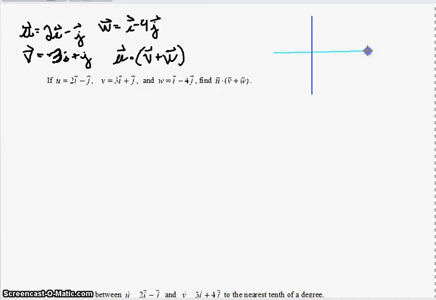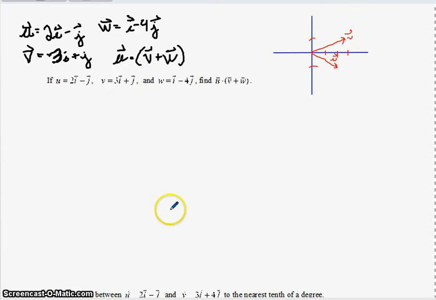So we have vector u, for example, 2 in the i direction, and then minus 1 in the j direction. So I have 2 over, and down 1. So that's going to be our vector u. Vector v is going to be 3i plus j, so like that, and so on. So that's the whole idea of vectors.